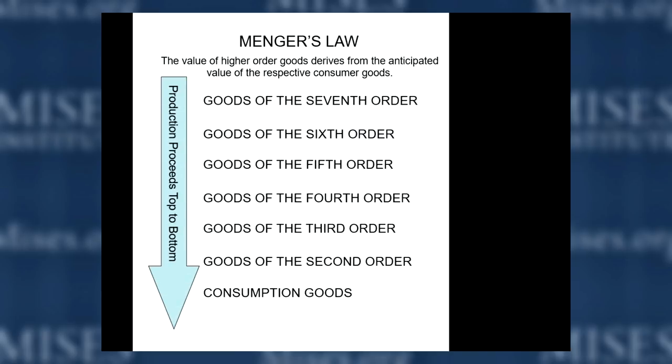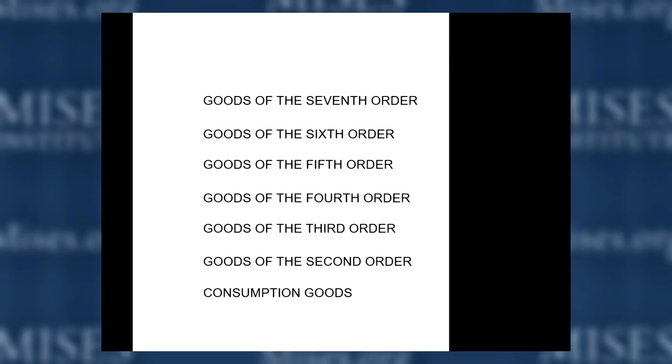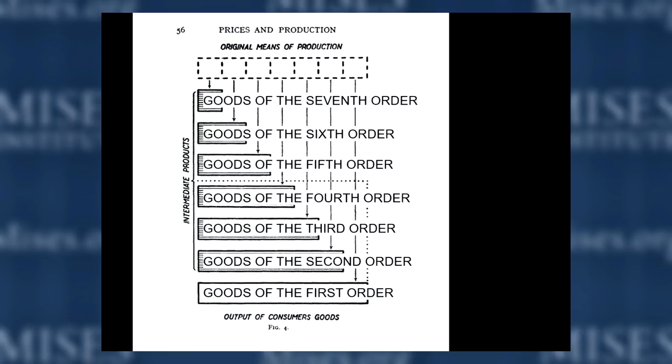Now, what we see here is production proceeds top to bottom. Well, how could it not? You can't start at the bottom and go to the top, right? But value imputation goes from bottom to top, okay? And some of this parallels what Dr. Salerno talked about this morning. Now you can see what I've done is just superimposed Hayek's structure of production. That's what, page 56 or whatever in The Structure of Production. Orders of goods, all right.